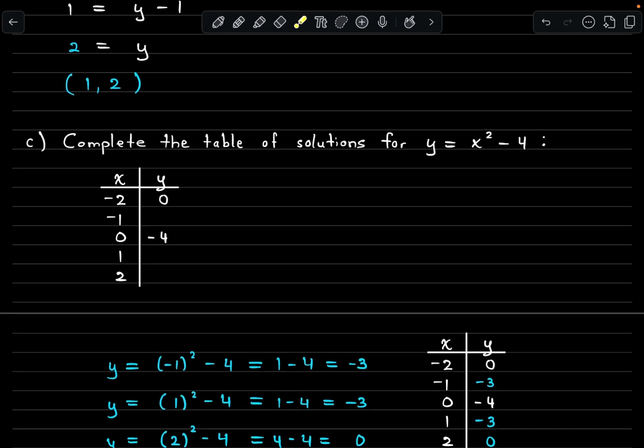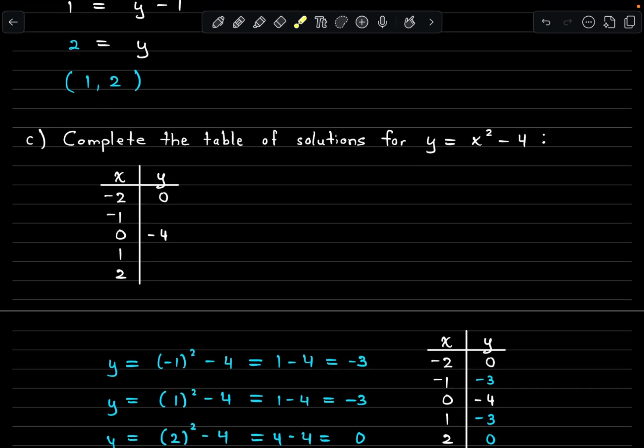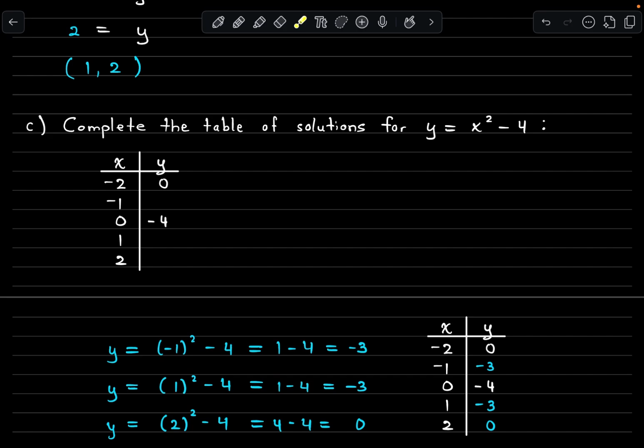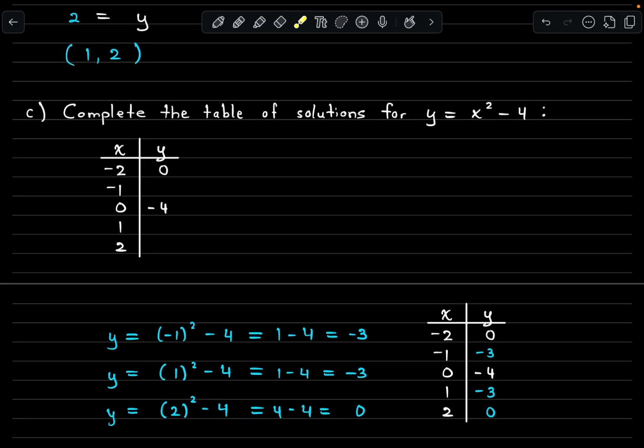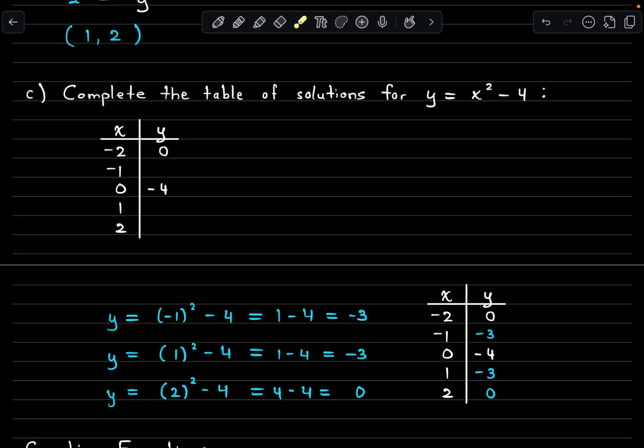And lastly, we're going to plug in 2 for x. 2 squared minus 4 is going to give us 4 minus 4, which gives us 0. Okay, so that's our table. If we were to write these as ordered pairs, we would just put them in parentheses and maintain that order. Once we have these, we can go ahead and plot them if we like, and as we're going to see in a second, we can draw graphs for these.